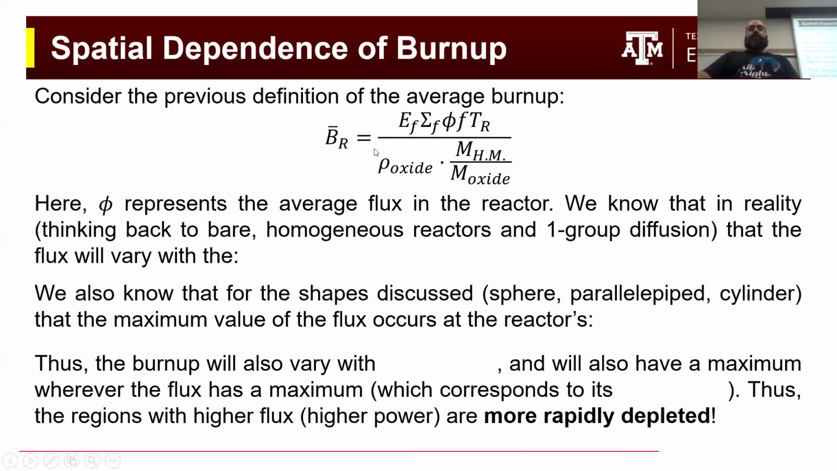So that was the definition of burnup that we talked about. Here, the flux is representing the average flux in the reactor. But we know that in reality, the flux is position dependent. If you think about the shapes that we talked about, like cubes and spheres and cylinders and rectangular parallelepipeds, then we know that for all of those geometries, the flux varies with position r in the reactor.